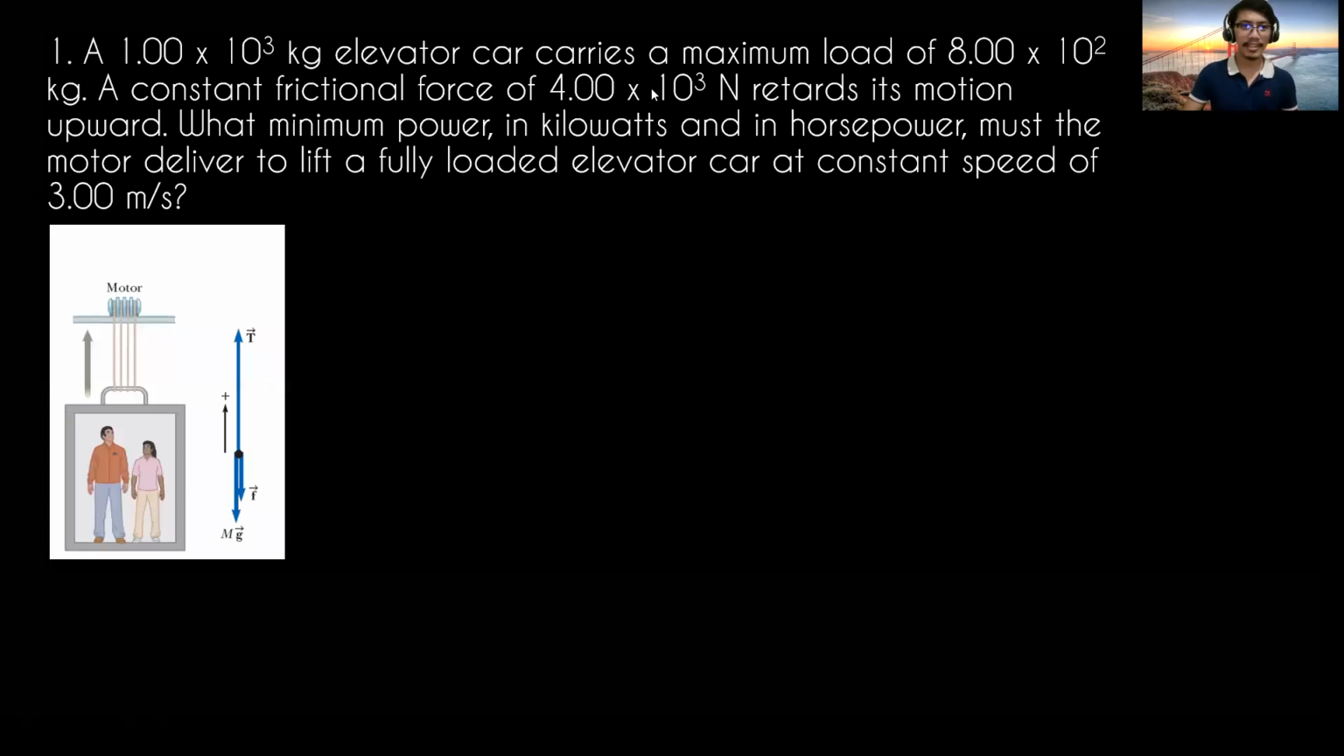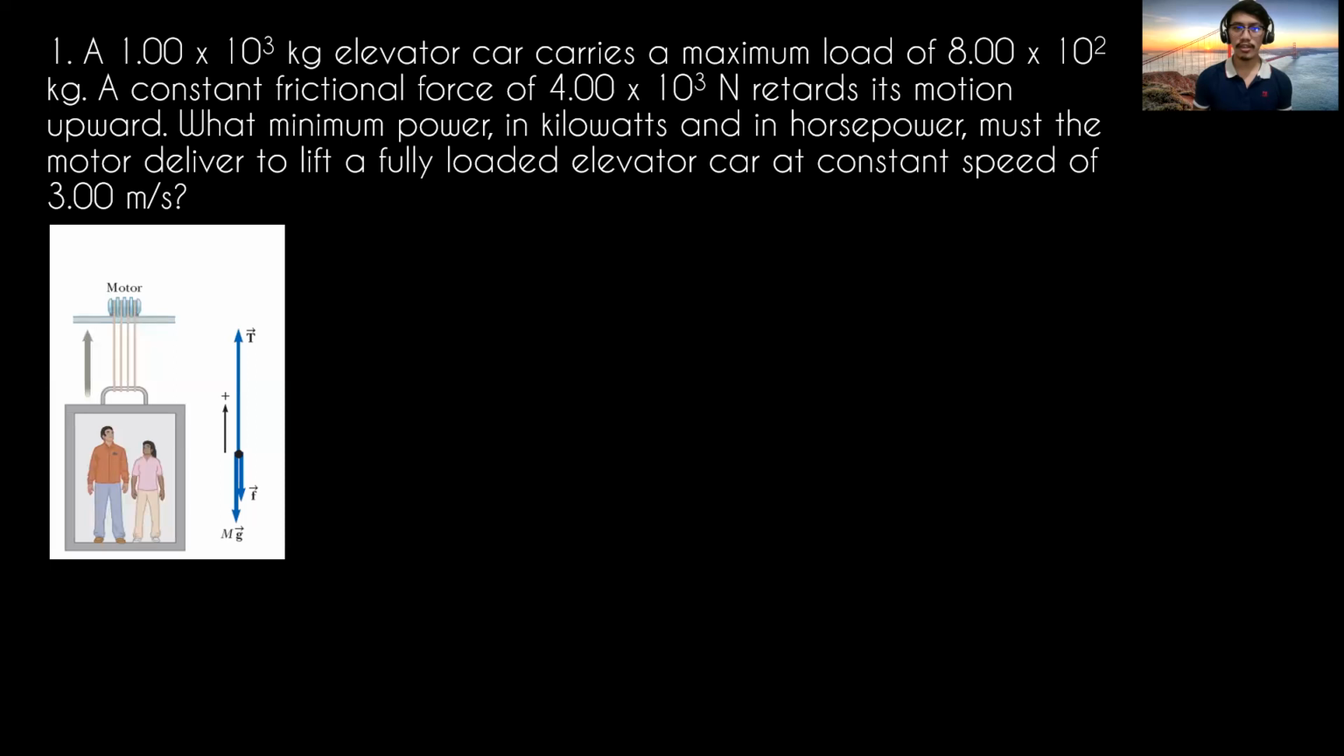Okay, let's have an example. A 1.00 times 10 to the power of 3 kilogram elevator car carries a maximum load of 8.00 times 10 to the power of 2 kilograms. A constant frictional force of 4.00 times 10 to the power of 3 Newton retards its motion upward. What minimum power in kilowatts and in horsepower must the motor deliver to lift a fully loaded elevator car at a constant speed of 3.00 meters per second?